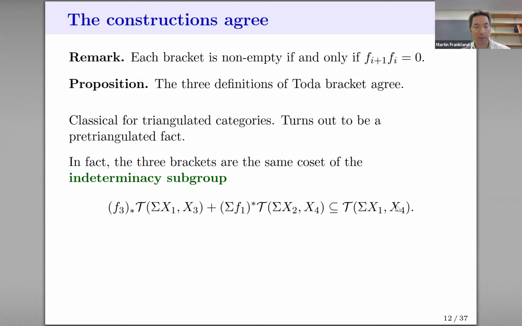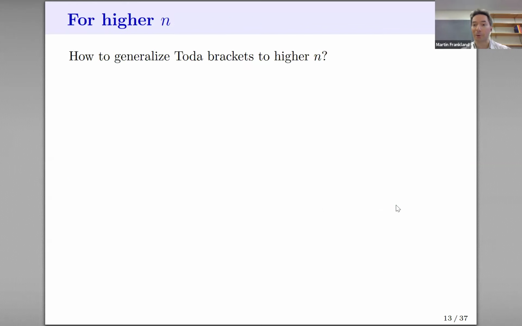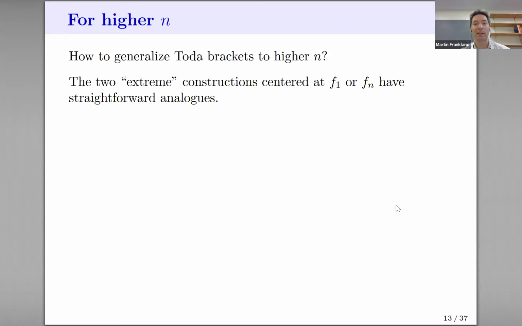All right. Now let's move on to higher n. Now that we're all comfortable with the triangulated, pre-triangulated case, what about pre-n-angulated? Well, let's try to play the same game. For 2 of the 3 constructions, the analog is pretty straightforward. You just copy-paste the definition and make the diagrams longer. Those are the extreme choices where you decide to focus your attention on the first map or the last map.